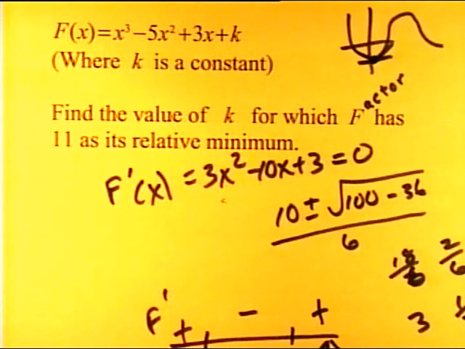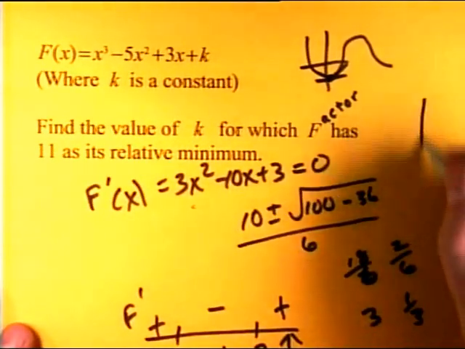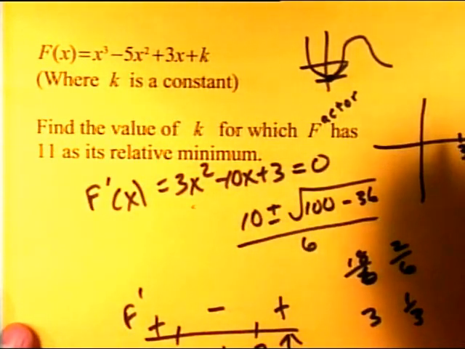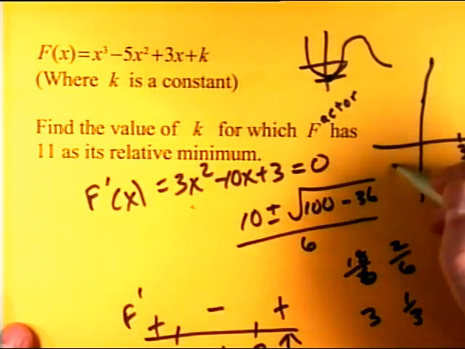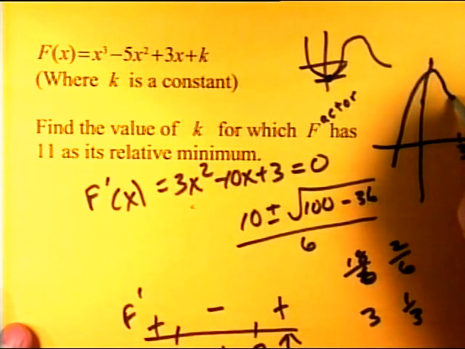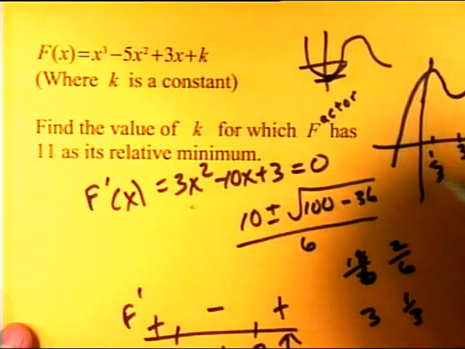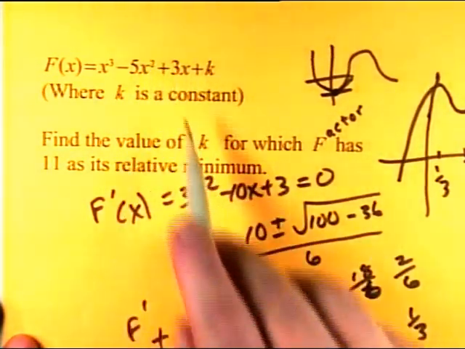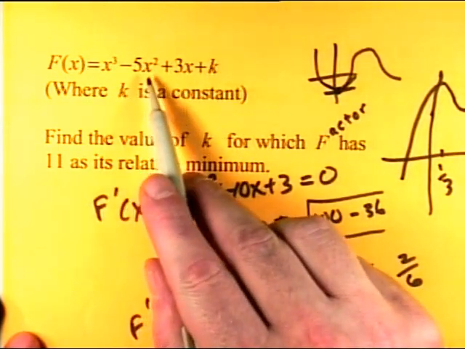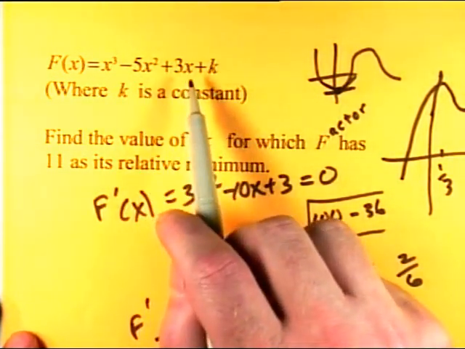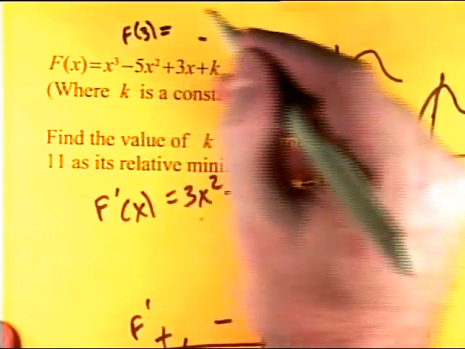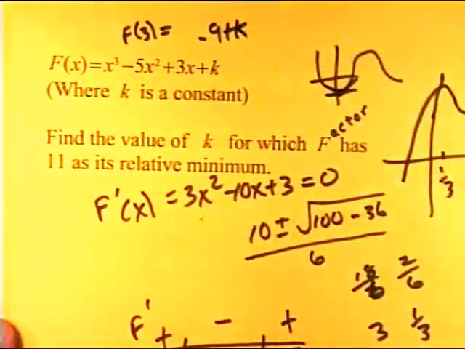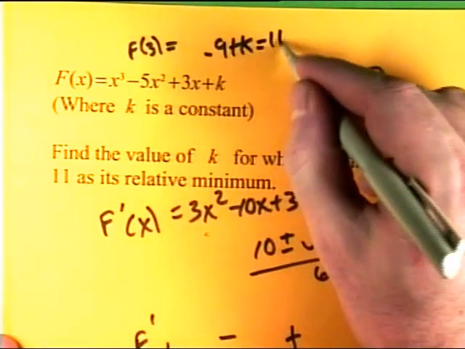At x equals 3 is a relative minimum. So now let's see if we can answer the question. At x equals 3, we know the function has a relative minimum, and we want 11 to be that relative minimum. So plug in 3 for x. Top or bottom? The top. We plug in 3 and we get 27 minus 45 is negative 18, plus 9 is negative 9, plus k. So f of 3 is equal to negative 9 plus k. Set that equal to 11 and you get k is equal to 20.